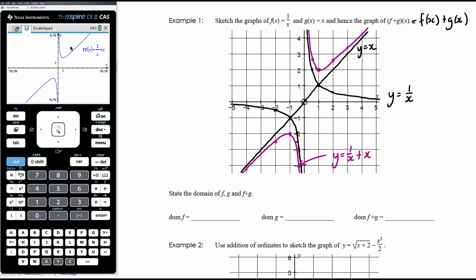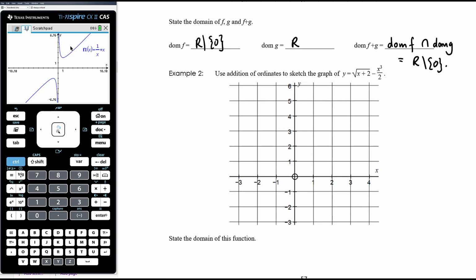So in this case, the domain of f, the hyperbola, is all the real numbers excluding 0. The domain of g, which is the straight line, is all the real numbers. The domain of f plus g: both of these functions f and g have to exist in order for you to add them together. So it's always going to be the intersection of the two other domains. Okay, so it is the intersection of the domain of f and the domain of g, which in this case is excluding 0.